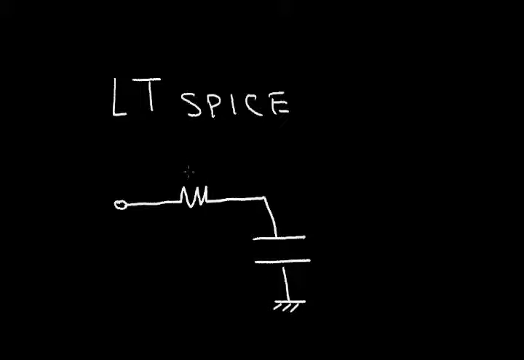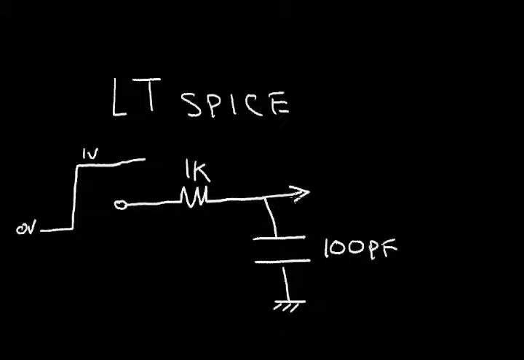So I want to analyze a very simple circuit using LTSPICE. I'm going to analyze a resistor connected to a capacitor where the bottom plate is tied to ground. And I'm going to set my resistor value at 1,000 ohms, 1K ohms. I'm going to set my capacitor value at 100 picofarads. And I'm going to supply an input. It changes very rapidly. And it starts at 0 volts and transitions to 1 volt. And then it remains at 1 volt. And I want to look at the output voltage using LTSPICE.